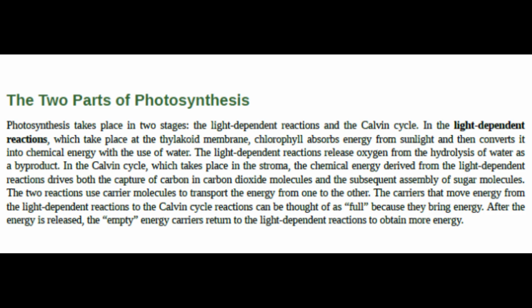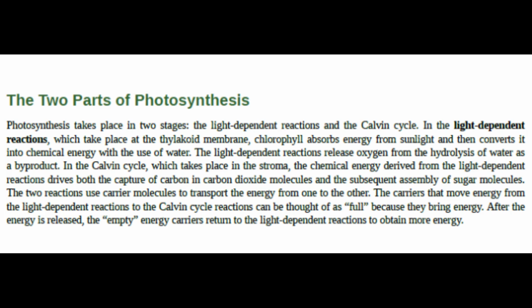The two parts of photosynthesis. Photosynthesis takes place in two stages, the light-dependent reactions and the Calvin cycle. In the light-dependent reactions, which take place at the thylakoid membrane, chlorophyll absorbs energy from sunlight and then converts it into chemical energy with the use of water. The light-dependent reactions release oxygen from the hydrolysis of water as a byproduct.